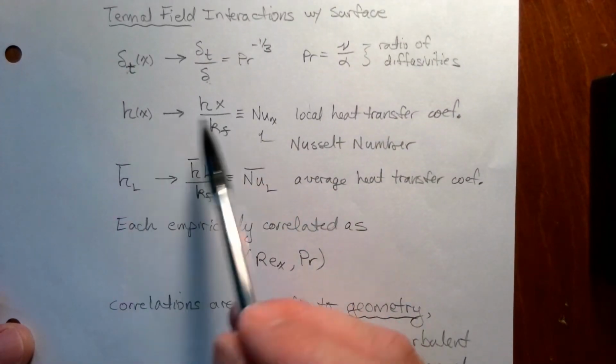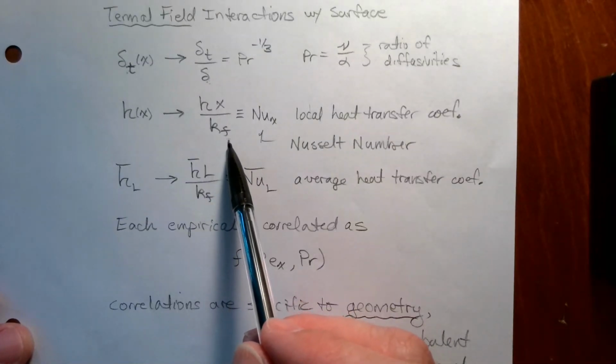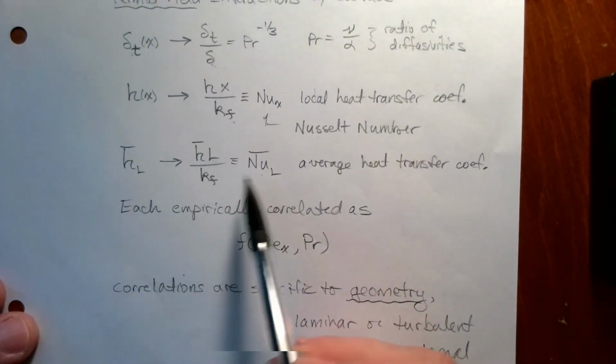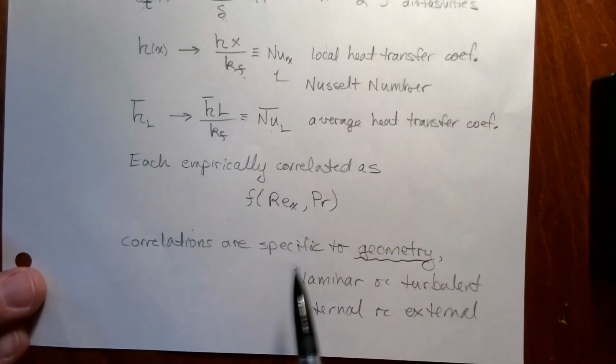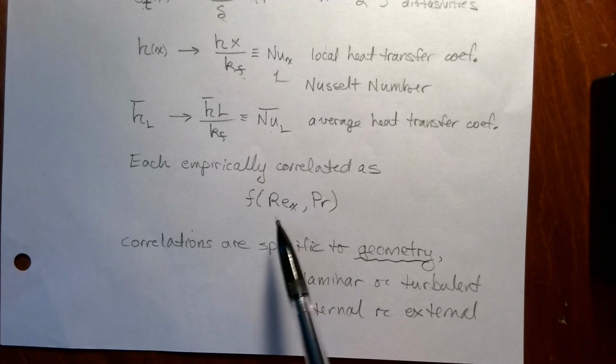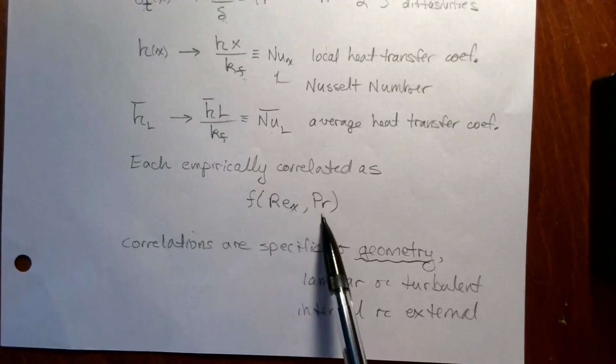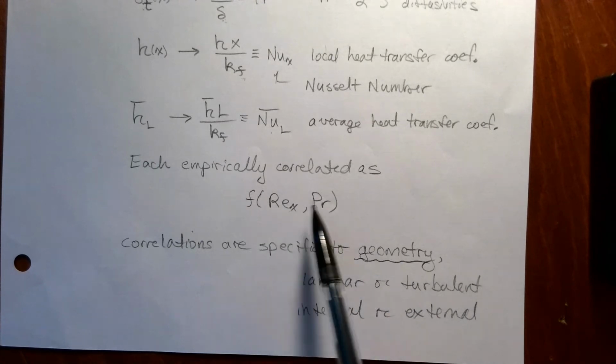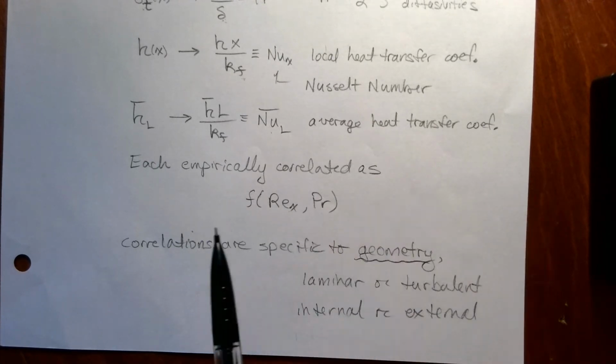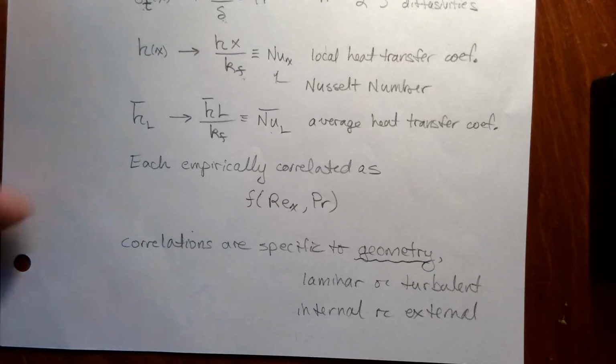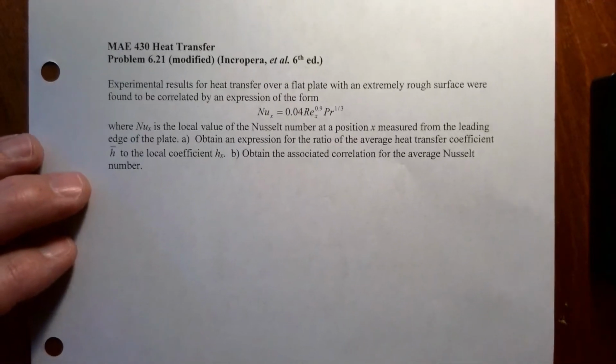H is Hx, so the local h is Hx over Kf, that's the Nusselt number, and then the average Nusselt number is HL over K. So these will be empirically determined and provided as a function of the Reynolds number and the Prandtl number. And so we got different correlations depending on if the flow is turbulent, laminar. If there's internal flow, that means there's effectively no boundary layers, as viscosity is important everywhere. Or if it's external flow, then there's boundary layers. All of those things are going to vary those correlations. And so what really our convection problem has turned into is how do you find the right correlation, or the best correlation, for the problem you're looking at.